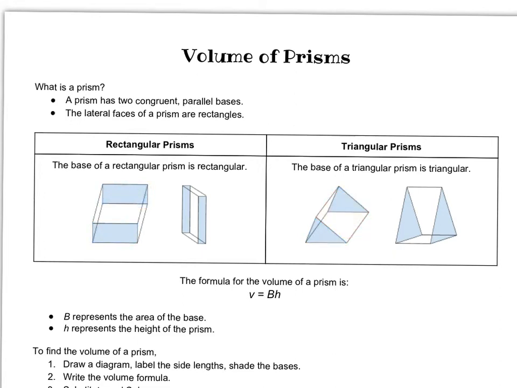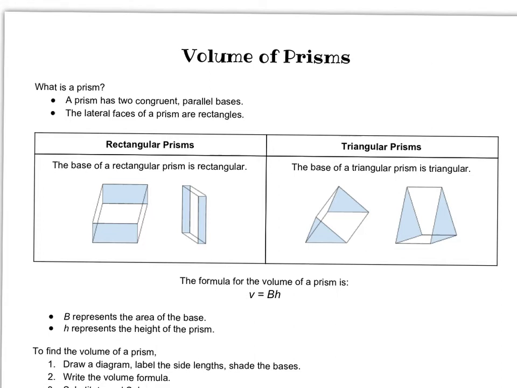One thing you may have noticed is that the base of a prism is not always on the bottom. The bases can be on the top and bottom, or they could be on the sides. The key is that the bases are always parallel to each other and they're always congruent to each other. That's how you can recognize them.